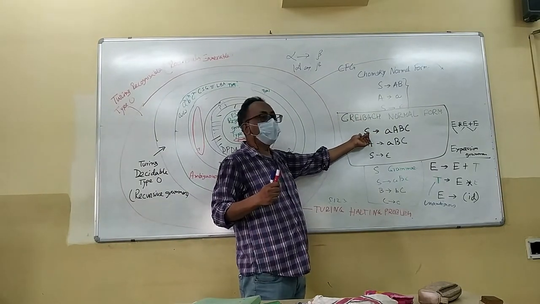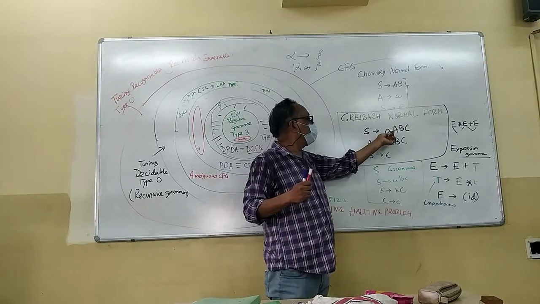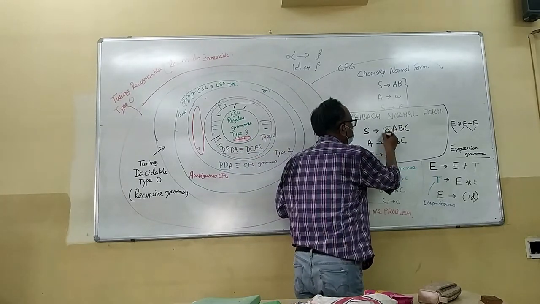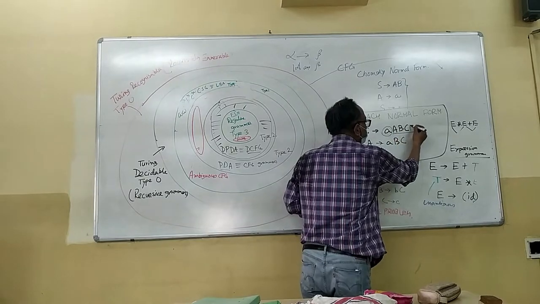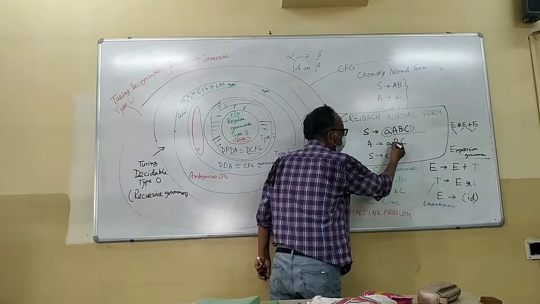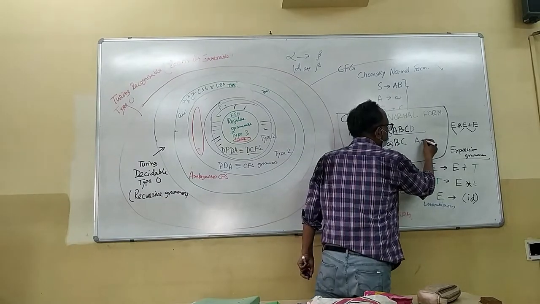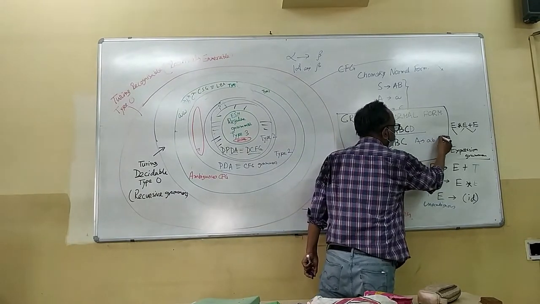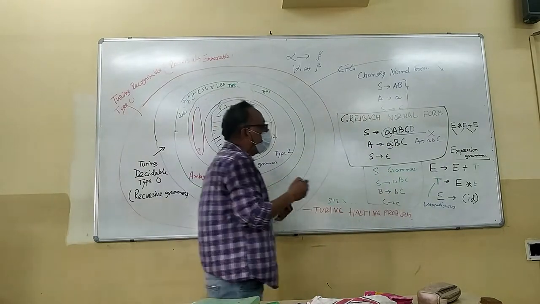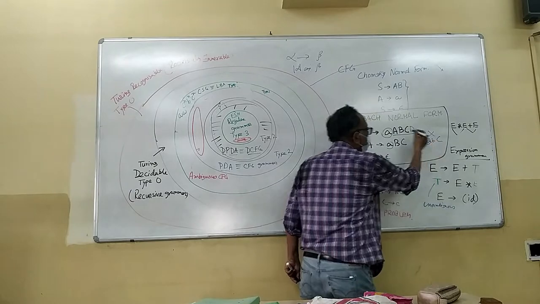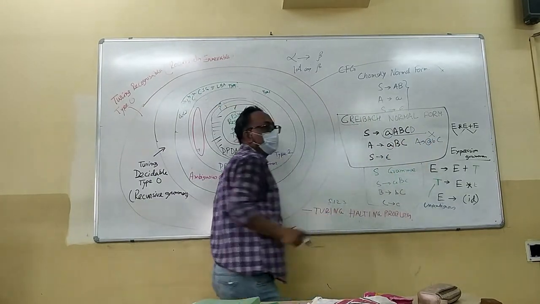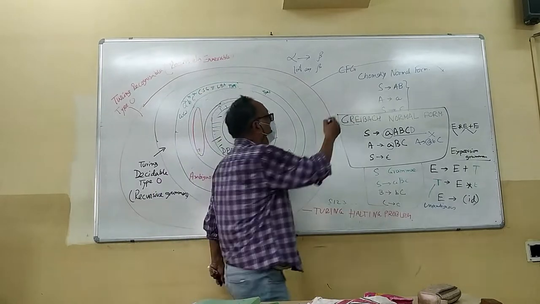Here the left hand side is a single non-terminal, where the right hand side starts with a terminal. It should start with a single terminal followed by any number of variables, A, B, C, D. If a grammar is like this, A, B, C, this is not Greibach normal form, because we should have only one terminal at the start. Okay, this is Greibach normal form, but it is not that popular.